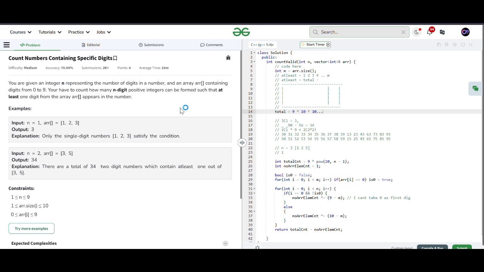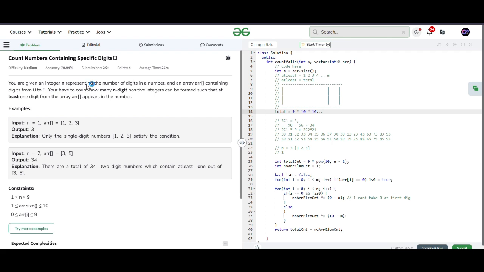Okay, so today I'm going to solve this problem. It is the Geeks for Geeks problem of the day: Count numbers containing specific digits. You are given an integer n representing the number of digits in the number, and an array ARR containing digits from 0 to 9. There is a spelling mistake in the Geeks for Geeks statement itself.